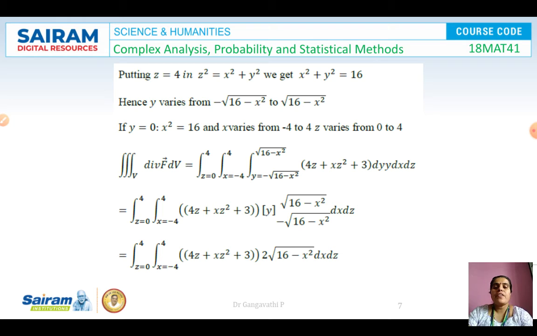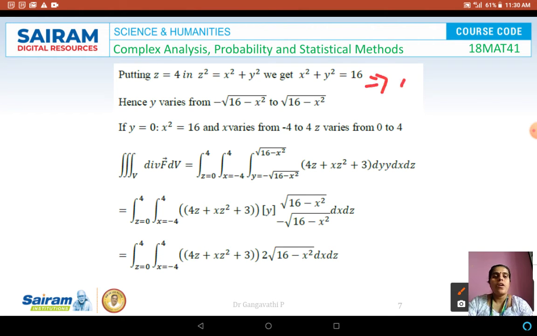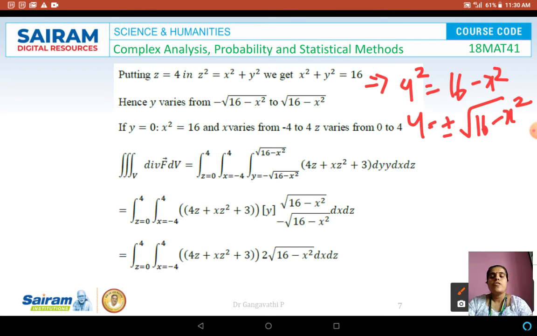So let us keep z equal to 4, and z we are substituting here, and we get this. From this expansion we have to get the limit for y. So this implies y square is equal to 16 minus x square, and y is equal to plus or minus root of 16 minus x square. So that shows that the y limits are from minus root of 16 minus x square to plus root of 16 minus x square.